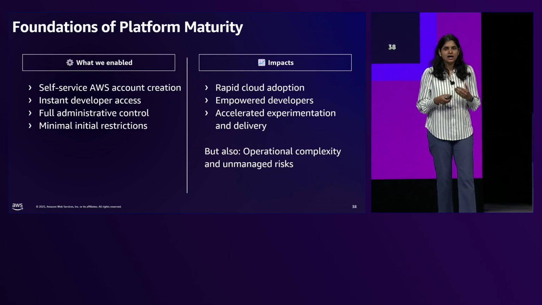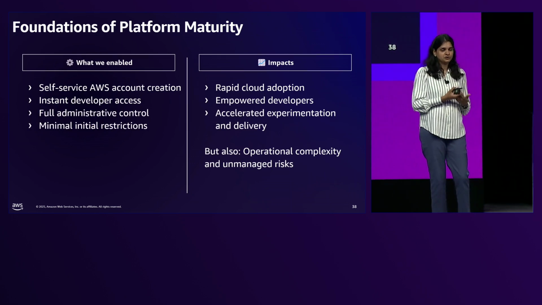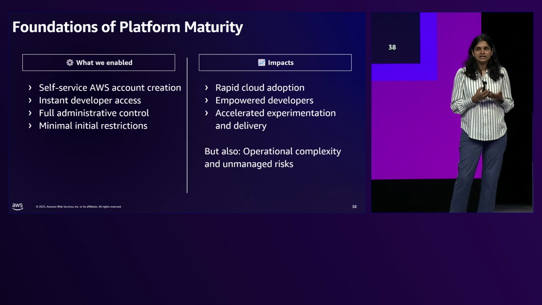Now let's talk about how our platform matured and then what we enabled through it. As we were maturing, we realized we wanted to have velocity and control coexist.